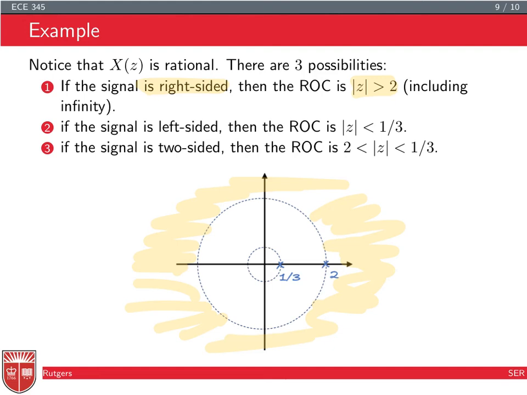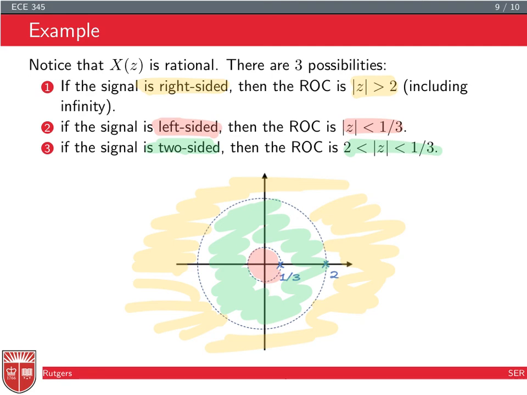Right, and mathematically it's the region of the plane characterized by this equation. And if the signal is left-sided, so here in red, then we have to pick the smallest non-zero pole. So the ROC is going to be the interior of this circle going through the smallest pole, which is z equal to 1/3. And if the signal is two-sided, in green, then it's going to be the ring between these two circles, which is what we learned from properties before. So this is the ROC. So depending on the nature of the signal, whether it's left-sided, right-sided, or two-sided, we can determine the ROC if X of z is a rational function.